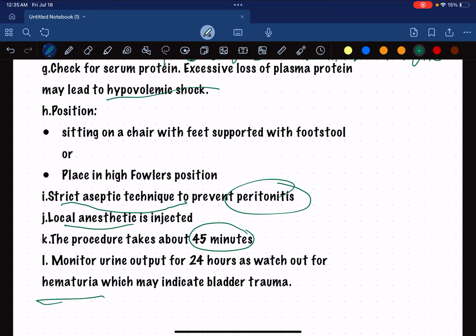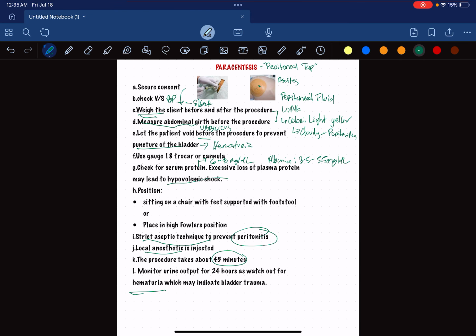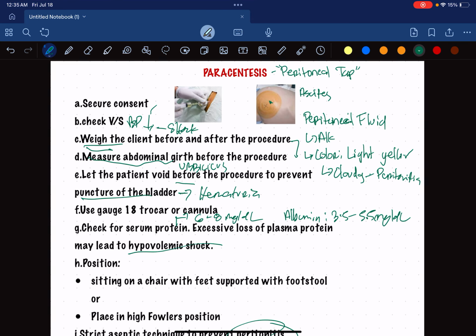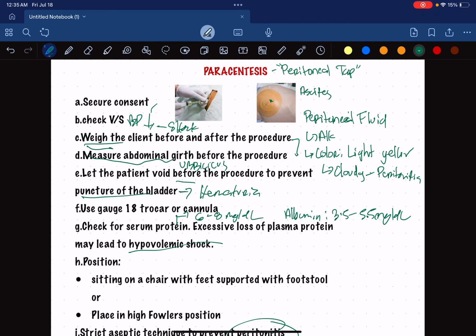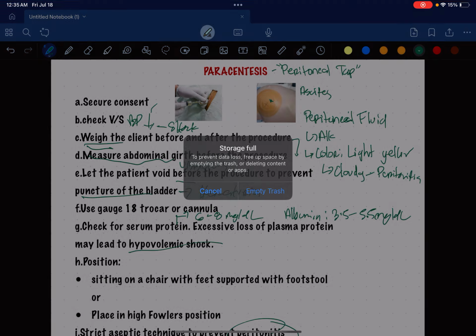Okay, so basta kapag may tinutusok tayo, may ina-aspirate tayo na fluid, lagi natin bantayan si shock. Because risk for shock ang ating client if ganun yung ating procedure. Okay, aside from that, bleeding rin. Kailangan nating bantayan yung bleeding kasi may in-insert tayong needle. So that's all for paracentesis.